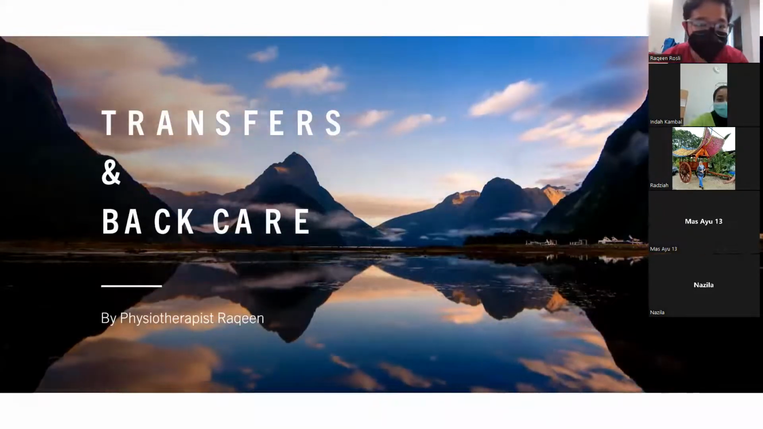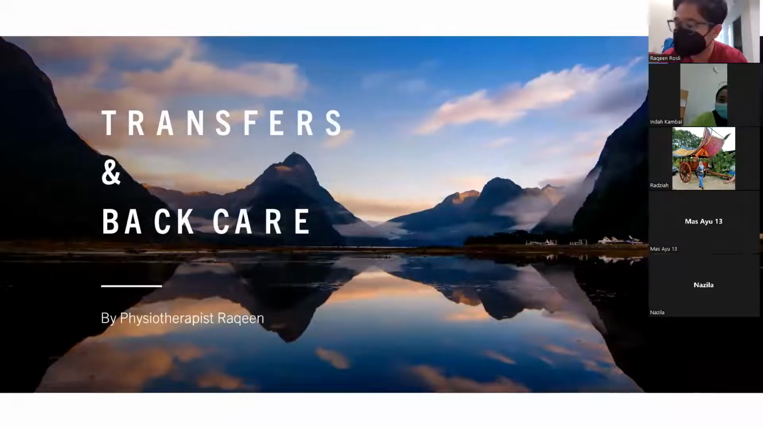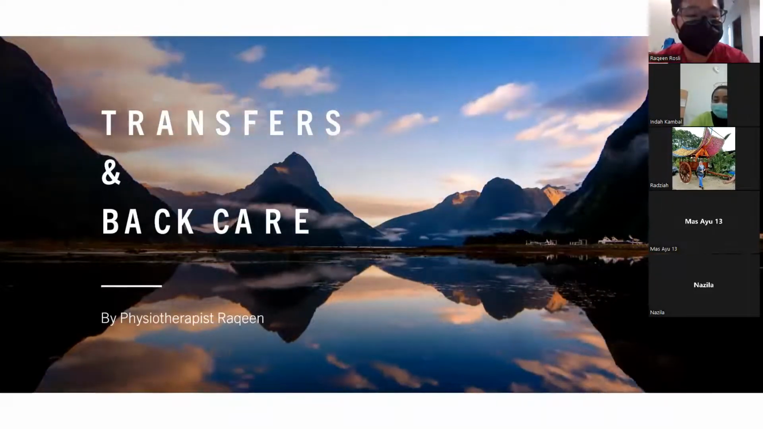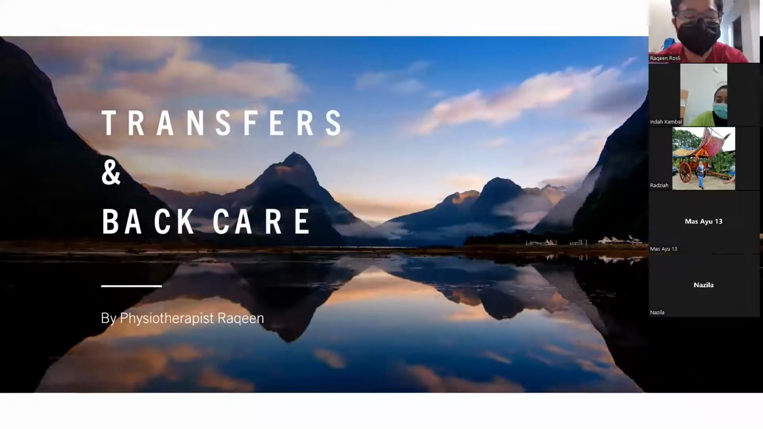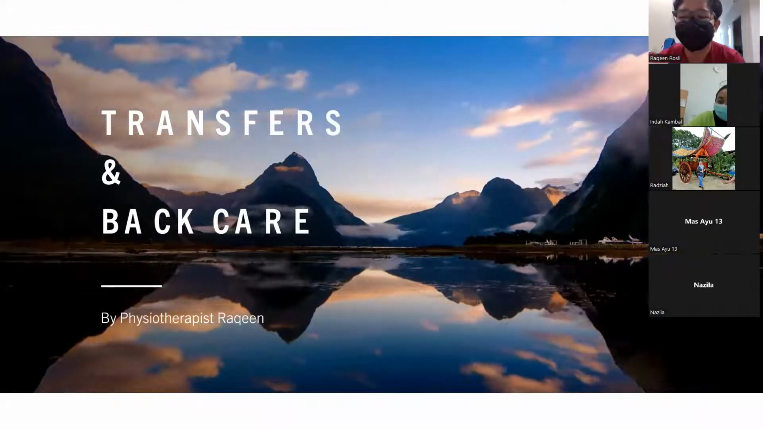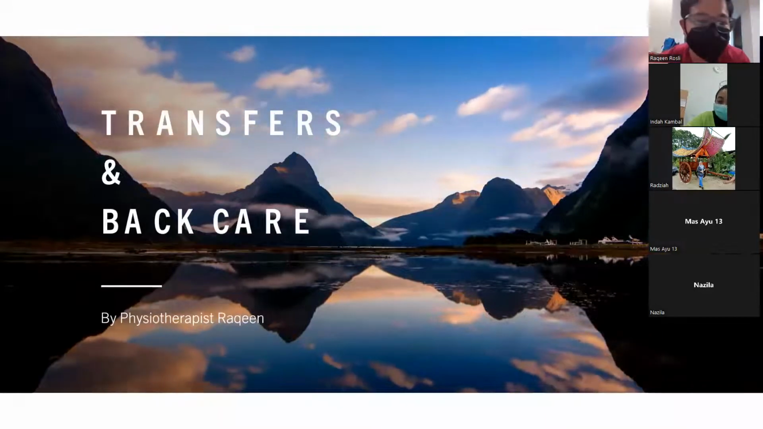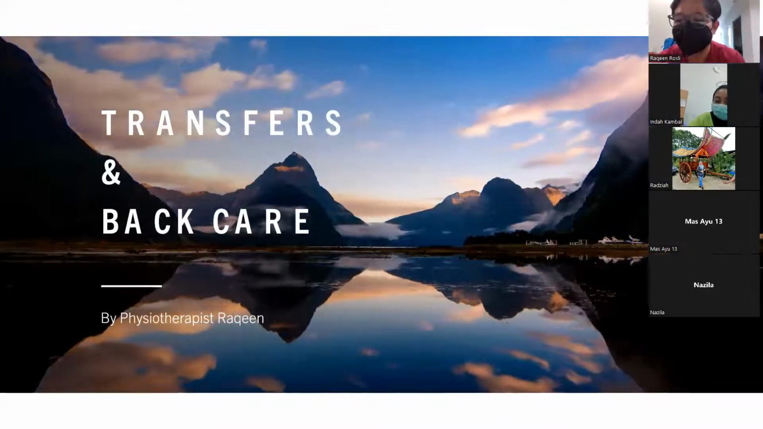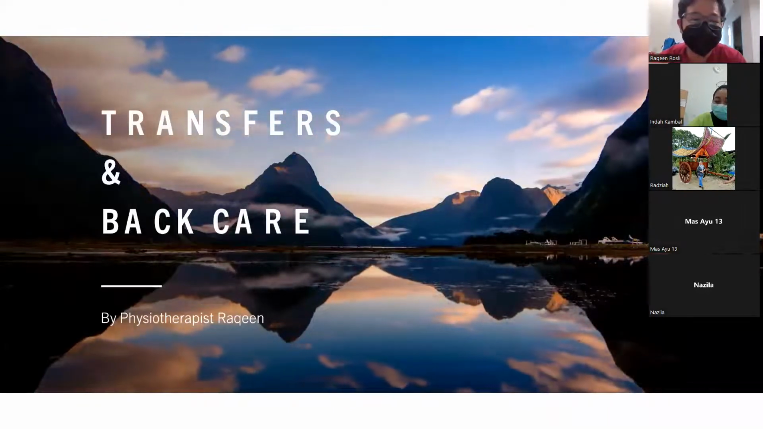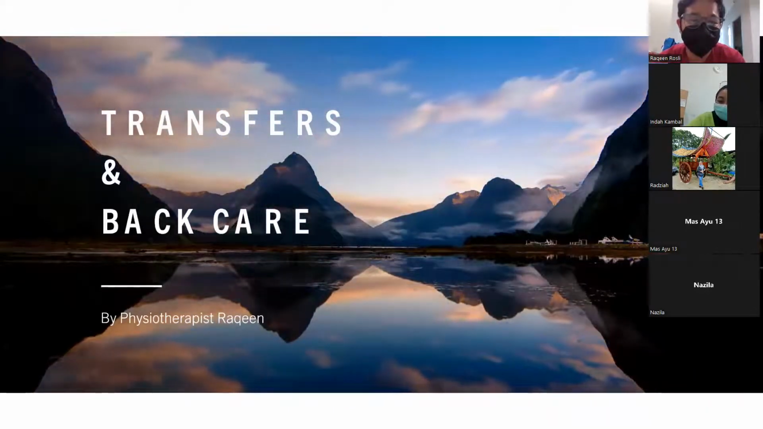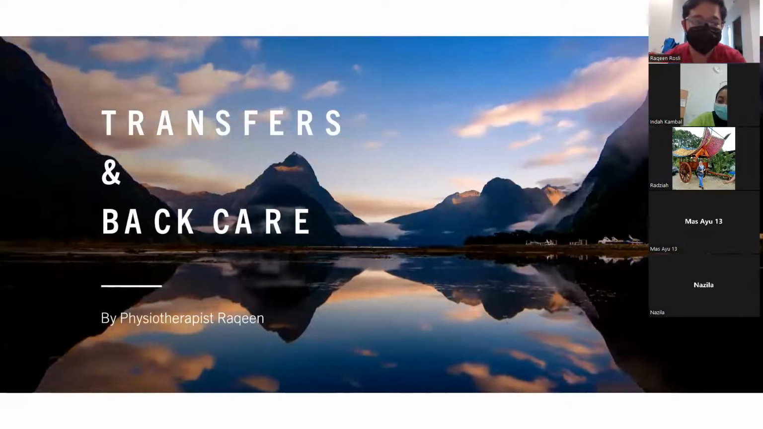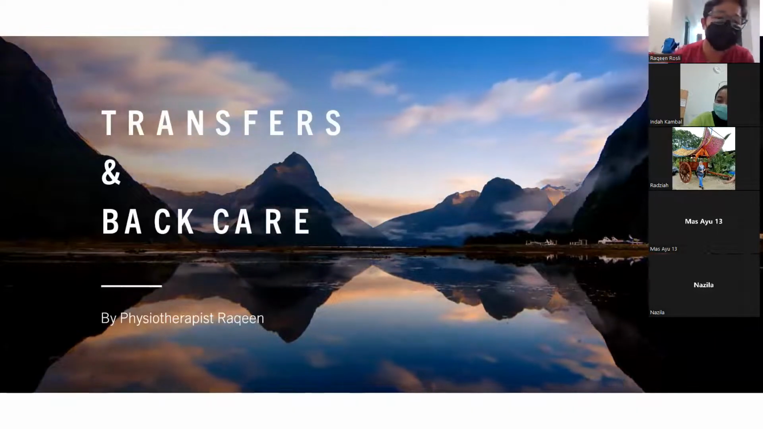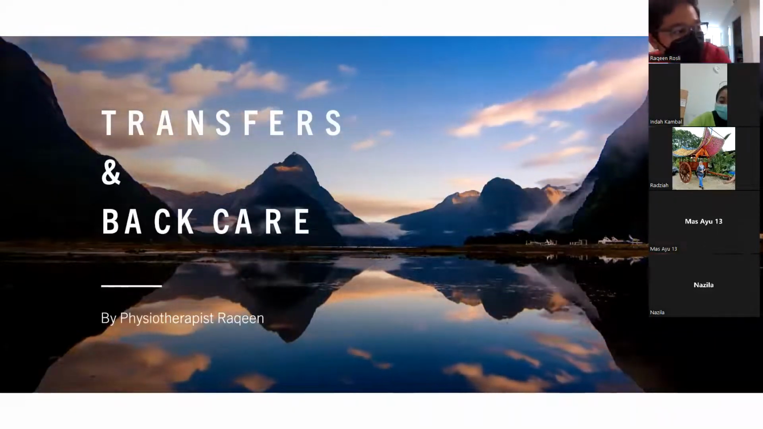Okay, so today we're going to go through transfers and back care. So does anybody know what is transfer and what is back care? Any volunteer? Sesiapa tahu apa tu transfer? Mesti tahu. You transfer patient without having back care card. Yes, the proper technique and mechanics in order to transfer the patient. Tapi apa tu transfer? Actually, what is transfer? Kita cakap transferring, apa transfer?